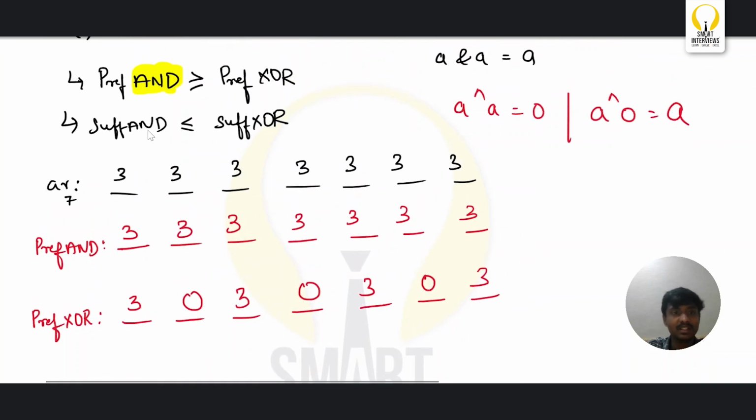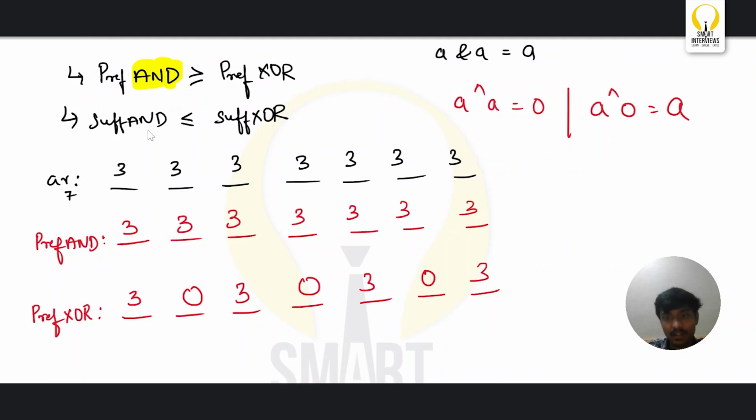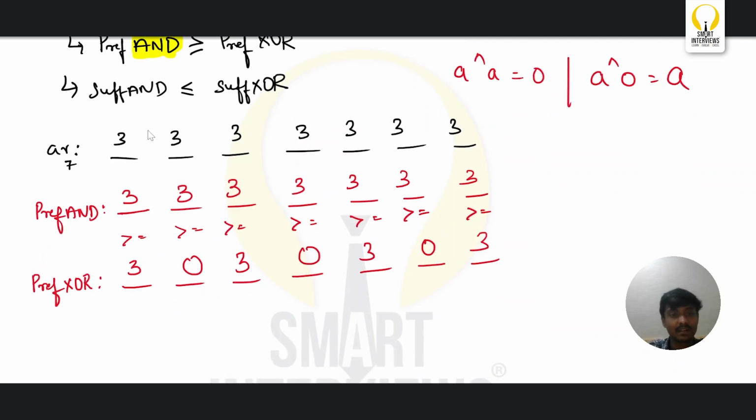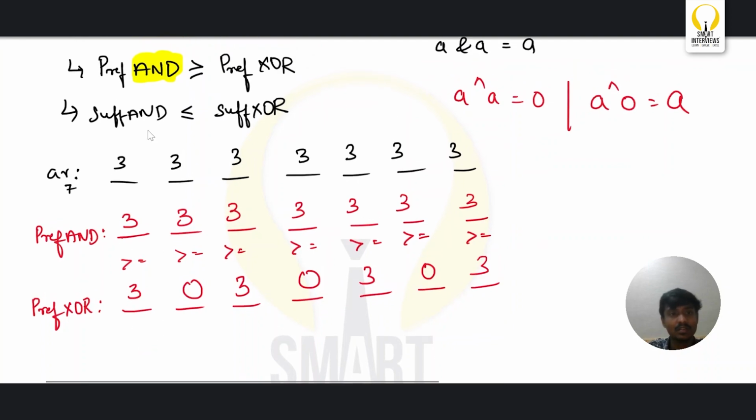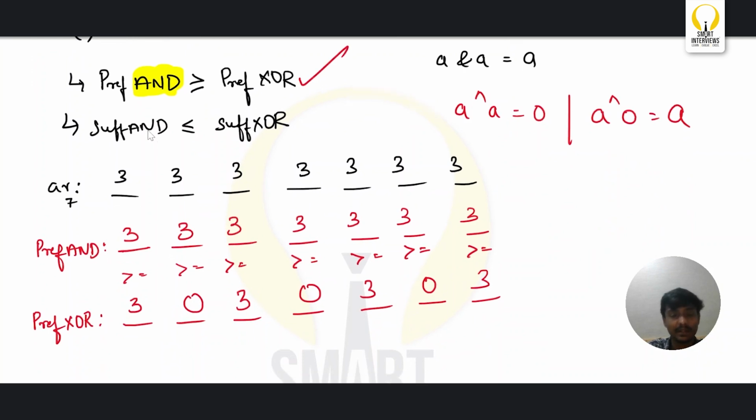Now, what is the condition for prefix and? Prefix and should be greater than or equals to prefix XOR. Okay, shall we check that? It is greater than or equals to, greater than or equals to, everything matches, right? Every prefix and value is greater than or equal to its corresponding prefix XOR. So our first condition is met.